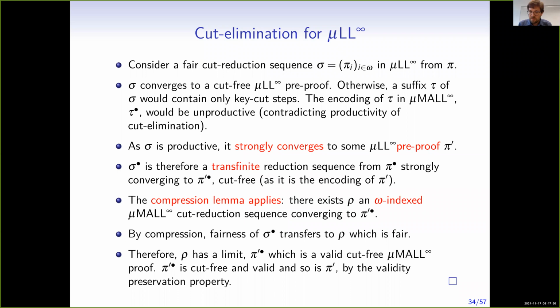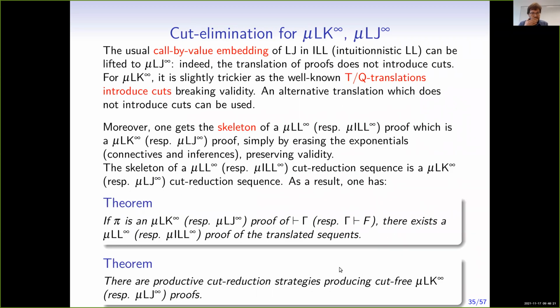So we can obtain an omega-indexed reduction sequence which is still fair, and therefore we can apply mMALL cut elimination results to obtain the validity and the cut-freeness of the limit of the reduction sequence, which is actually the encoding of the limit of sigma. And therefore we can get validity and cut-freeness of pi prime.